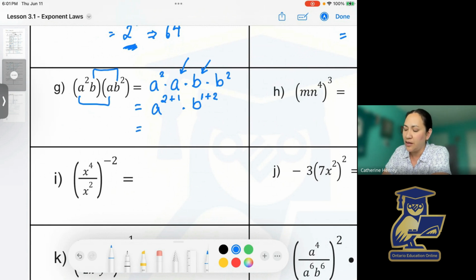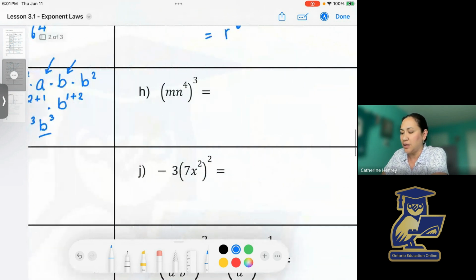So when I simplify this, I get a to the power of 3 times b to the power of 3. And this is as far as we can go, because for a and b we don't have the same base there, so there's nothing we can do with those exponents. Okay, let's take a look at h.